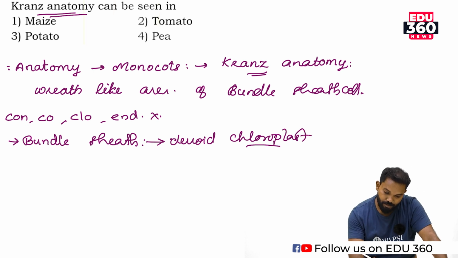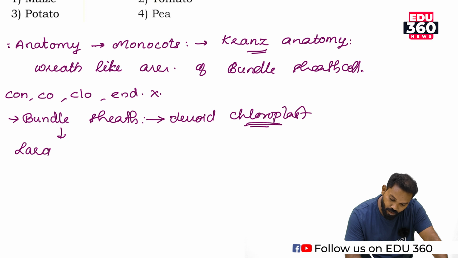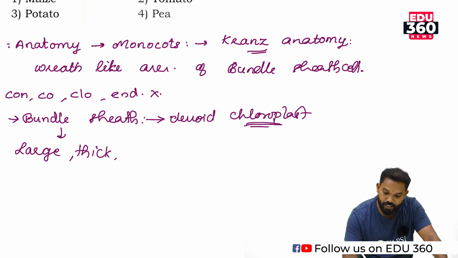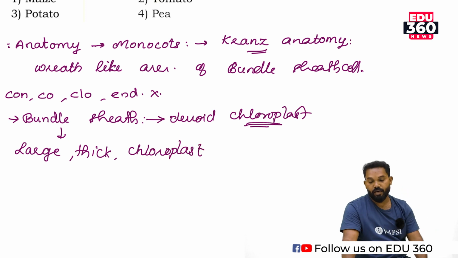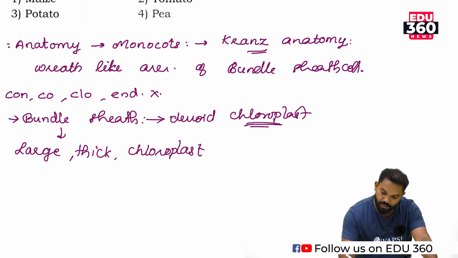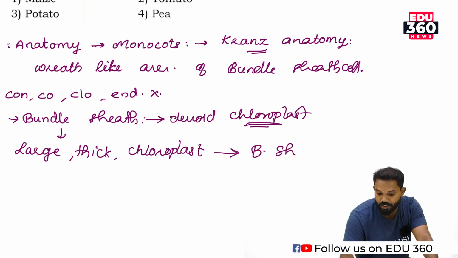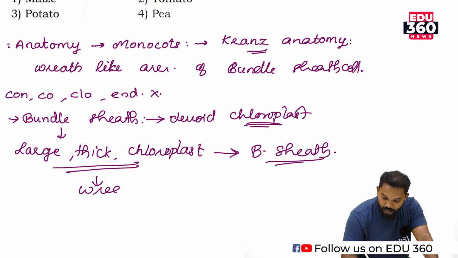But in the case of some plants, there is Kranz anatomy. The bundle sheath cells are large, thick-walled, and they contain chloroplast also. These large cells are arranged surrounding the vascular bundle and form the bundle sheath. Because of this nature, they appear as a wreath-like structure.